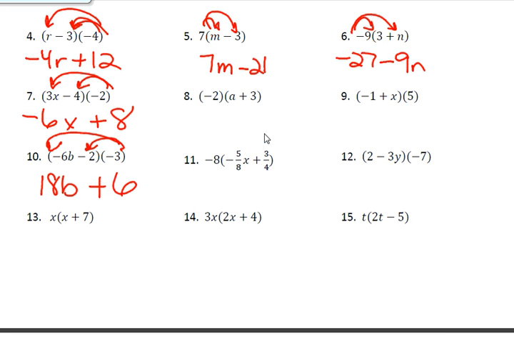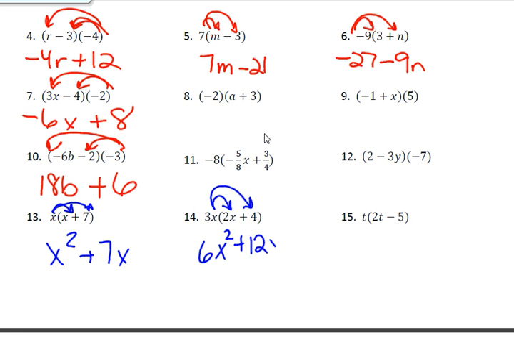Let's try the bottom row here before we stop. So I have x times x. Remember, x times x is x squared. It's not 2x. Okay, remember, x times x is x squared. And then I have x times 7, which is positive 7x. 14. 3x times 2x. 3 times 2 is 6. x times x is x squared. 3x times 4 is positive 12x.